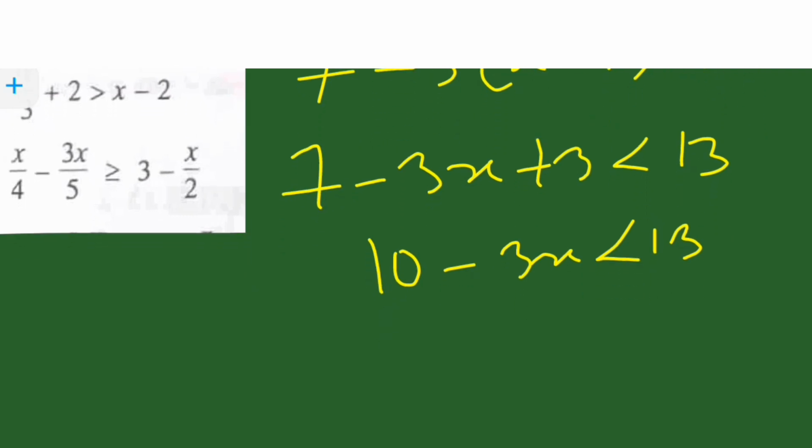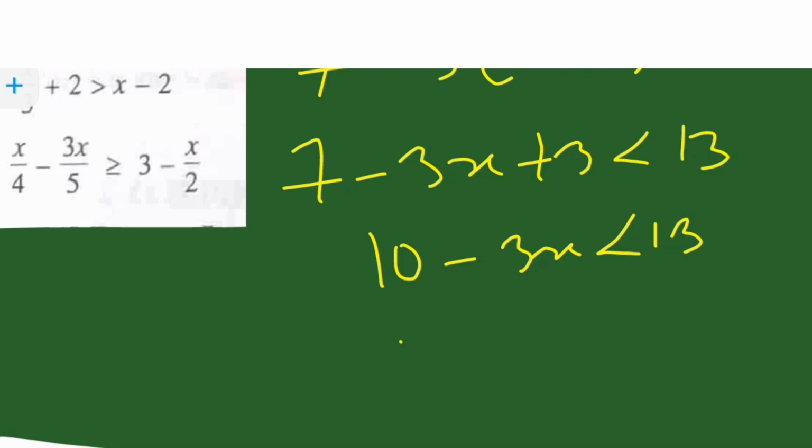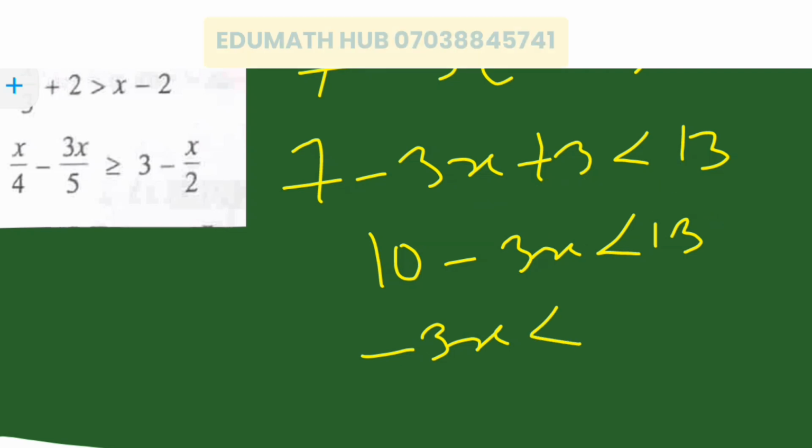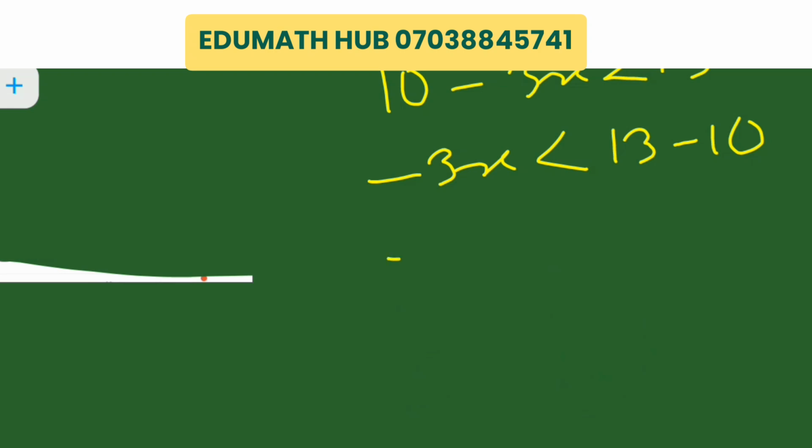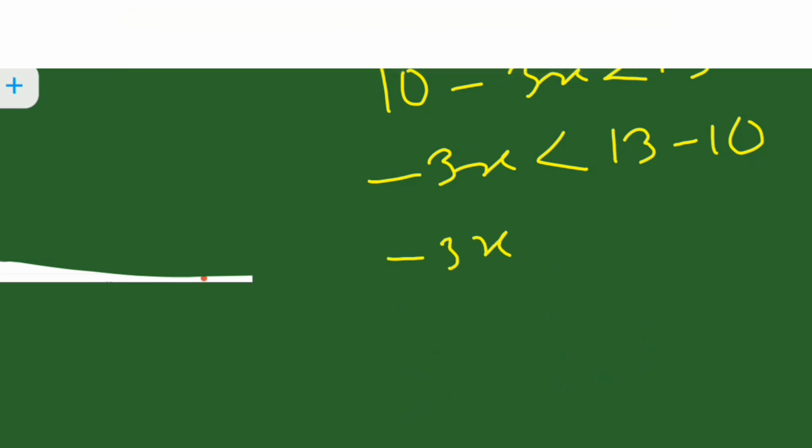Then from this stage, you can collect the like terms. So minus 3x. So I'm bringing this one to this side. That will be less than 13 minus 10. So simplifying further, you will get minus 3x less than 13 minus 10 is 3. Next step, divide both sides by minus 3.